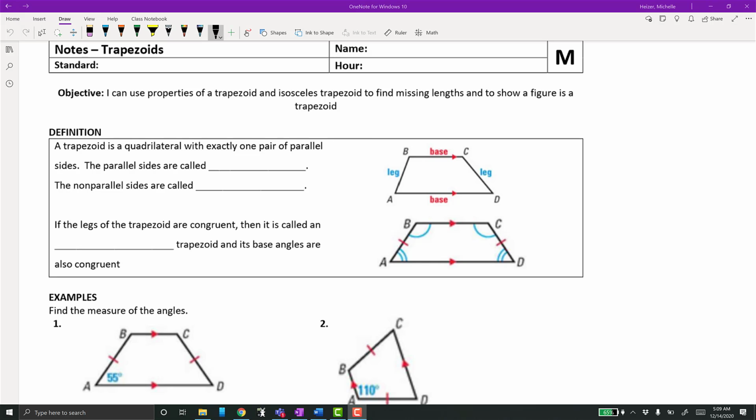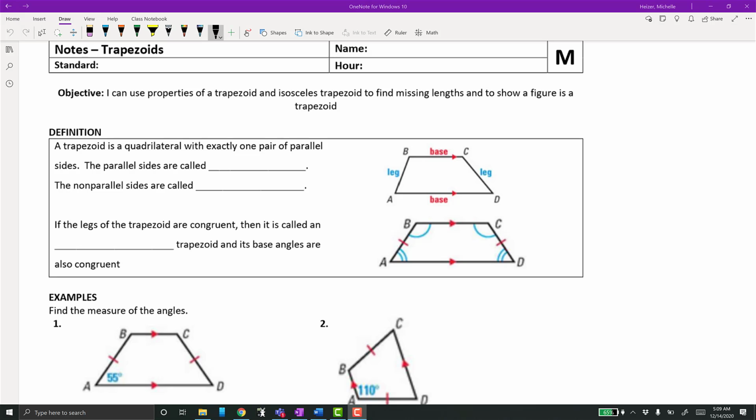Welcome to our lesson on trapezoids. Today our objective is that we will be able to use the properties of a trapezoid and the properties of an isosceles triangle to find the missing lengths and show a figure is a trapezoid. This also goes for knowing the difference between a general trapezoid and an isosceles trapezoid.